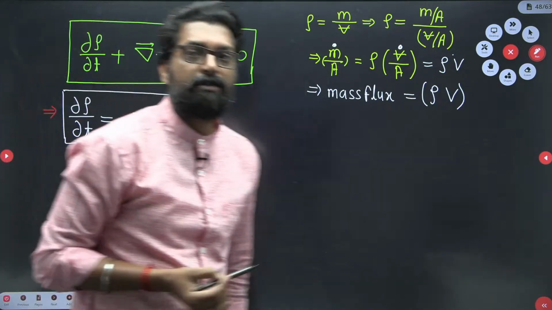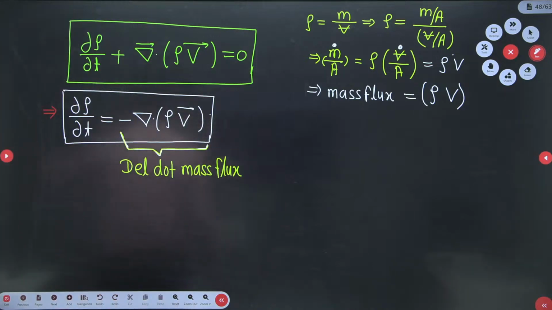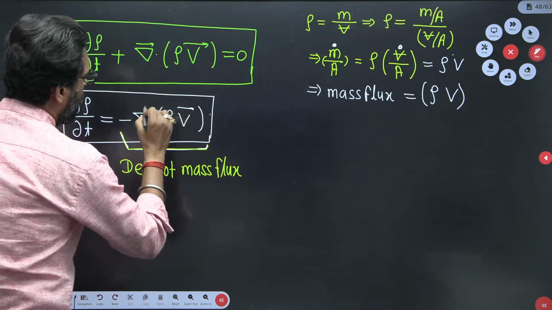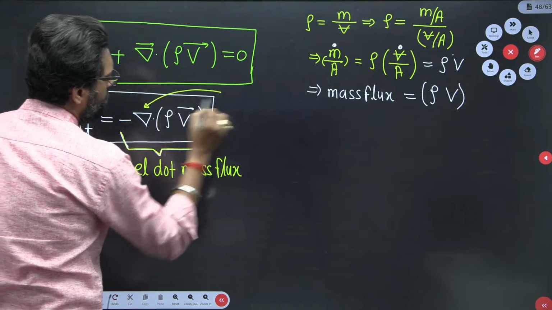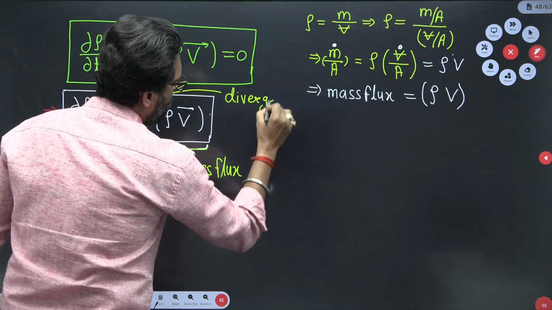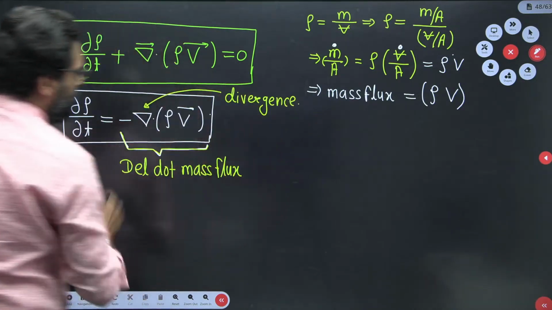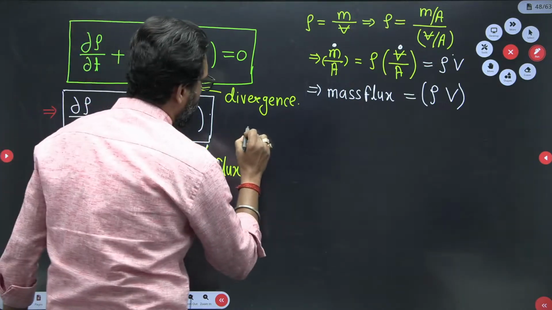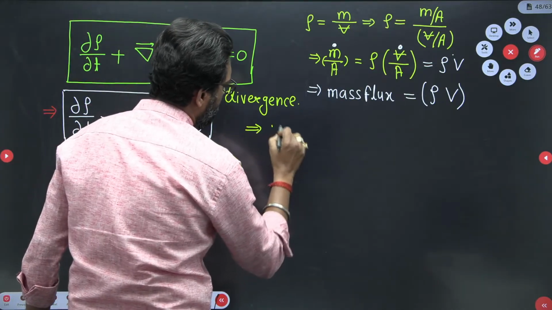What is the consequence of this one? See my dear, this is your divergence. This is the divergence vector. Combined, it is the divergence of mass flux. What is that?